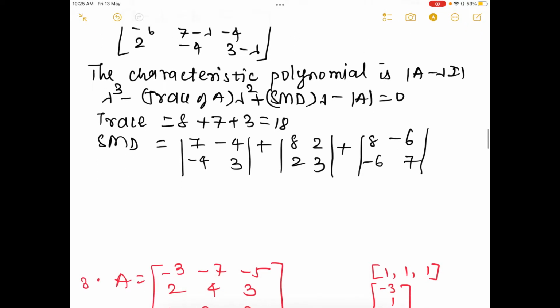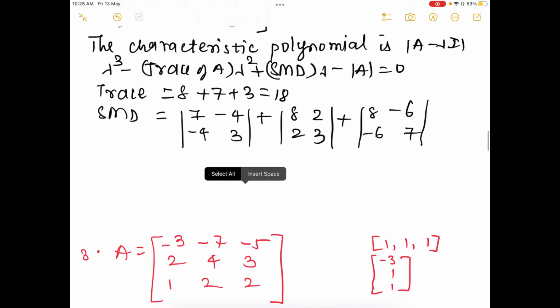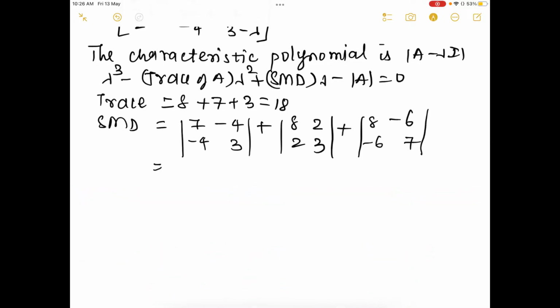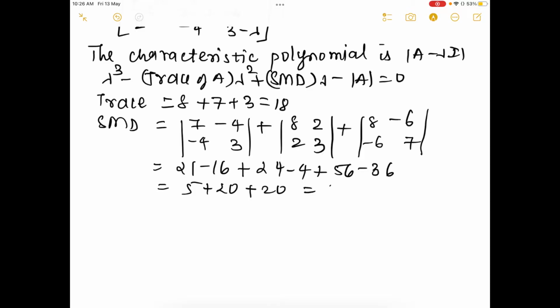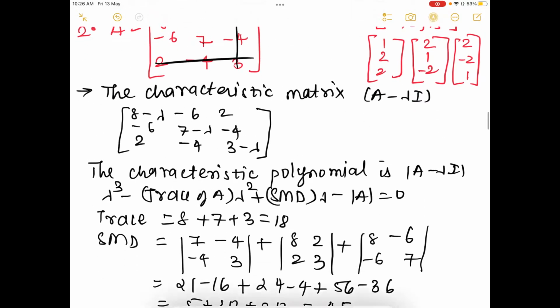So now we go ahead and we calculate the values, which will be equal to 7 3s are 21 minus 16, plus 8 3s are 24 minus 4, plus 7 8s are 56 minus 36. So the answer for this will be 21 minus 16 is 5, plus 20, plus 20, which is going to give us 45.